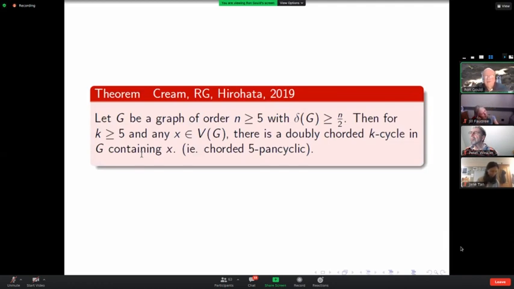And we were also able to show that with minimum degree n/2, there is a doubly chorded k-cycle in G containing x for any k at least 5. So that says G is, actually it should be, doubly chorded 5-pancyclic.